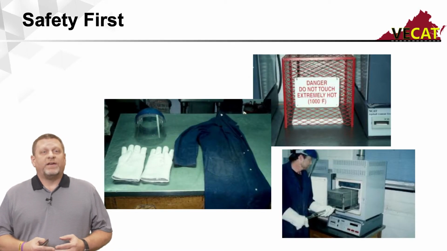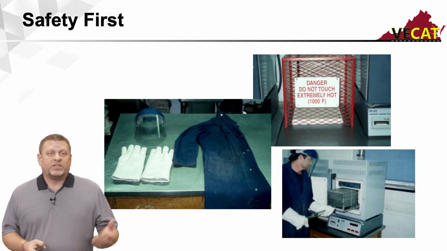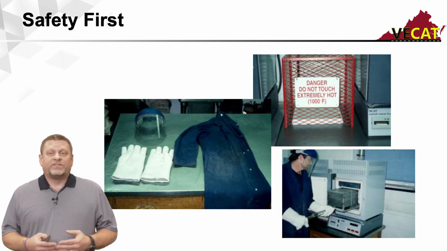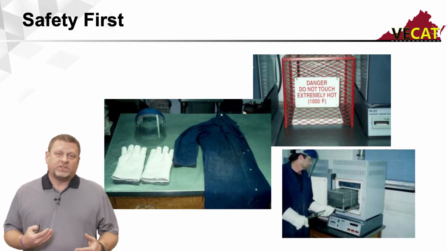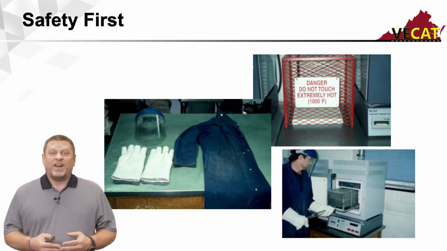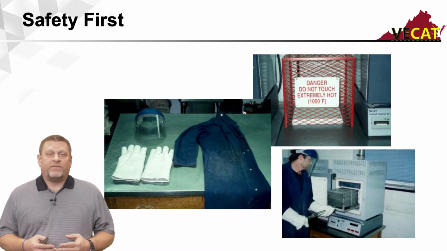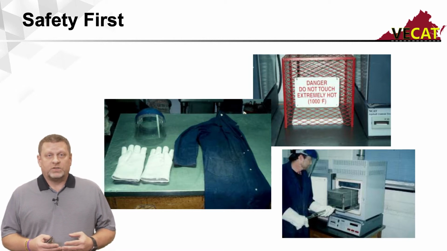Always want to talk about safety first. You see here in some pictures a face shield, some gloves, and some long sleeves. For these furnaces to burn the binder right off the aggregate in this sample, they're currently running at 1,000 degrees Fahrenheit. So this isn't just a normal oven like you'd have in your kitchen at home. You need to make sure you're protected when you're opening and closing these doors.